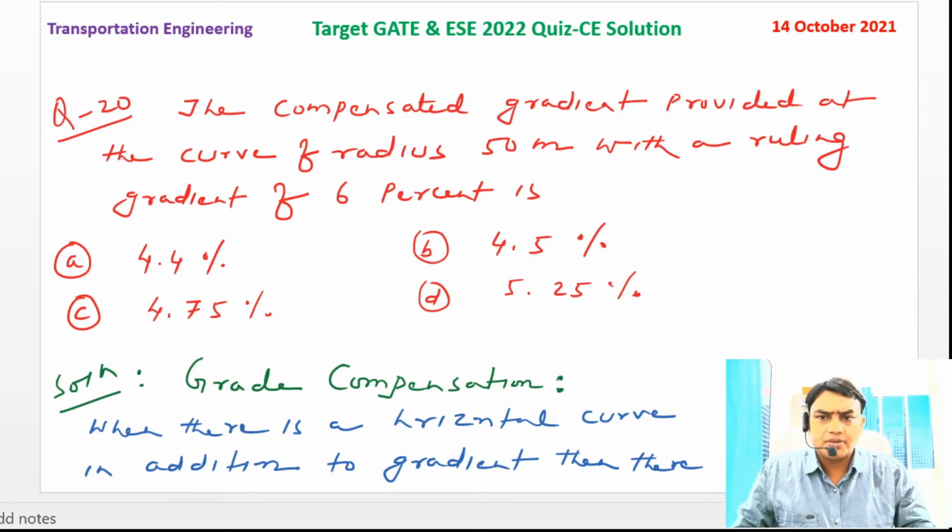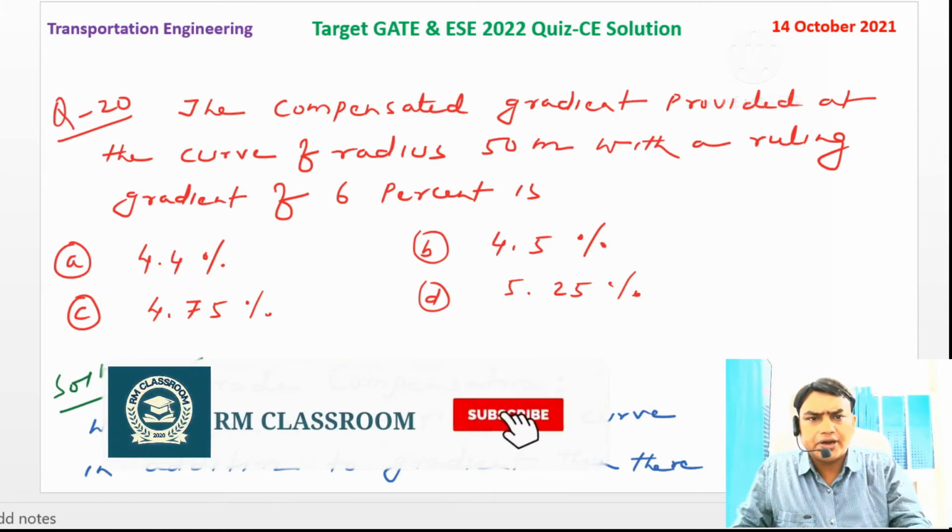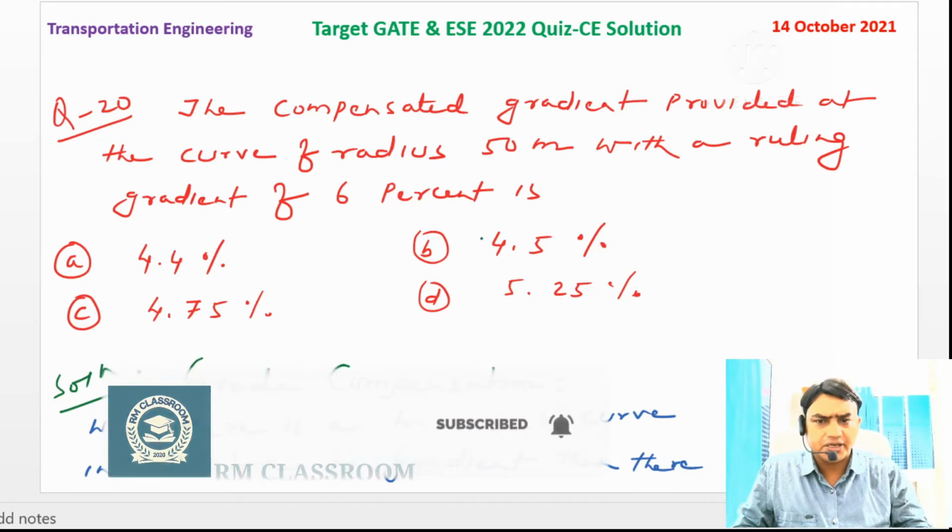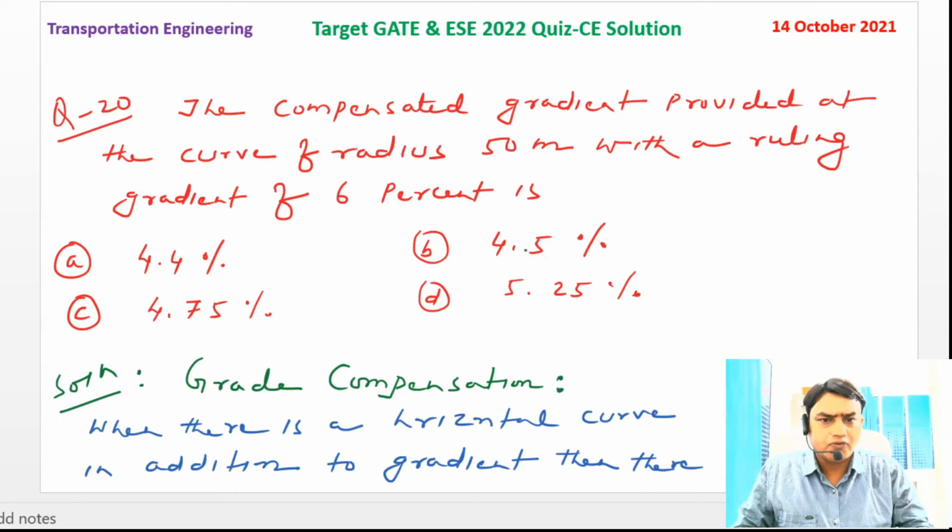Yesterday I uploaded a question related to transportation engineering. The question was: the compensated gradient provided at the curve of radius 50 meter with a ruling gradient of 6% is 4.4%, 4.5%, 4.75%, or 5.25%. These are the options. So, the compensated gradient.